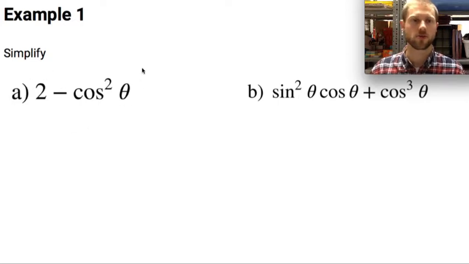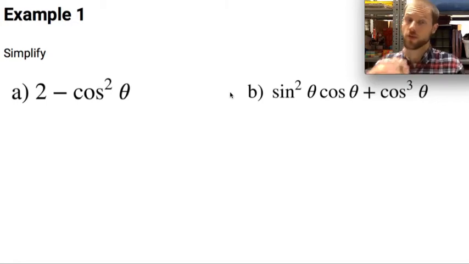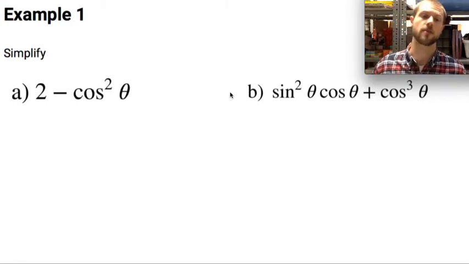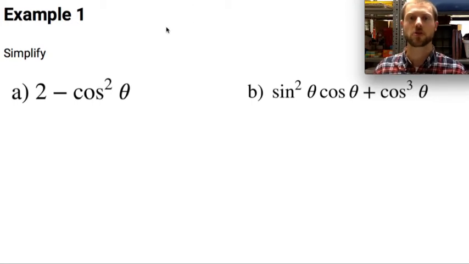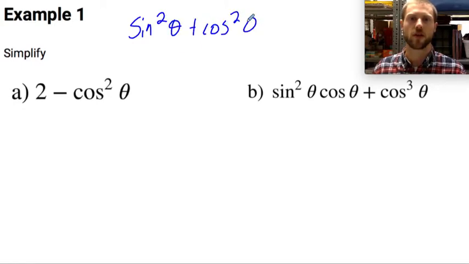In this example, we want to simplify these expressions, and we're going to have to do a little bit of algebraic manipulation. We're definitely going to have to use some of those Pythagorean identities that we just learned. So you know what I'm going to do? I'm actually just going to write the basic Pythagorean identity up on top. Sine squared of theta plus cosine squared of theta equals 1.